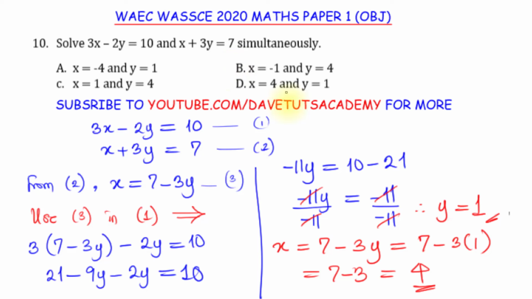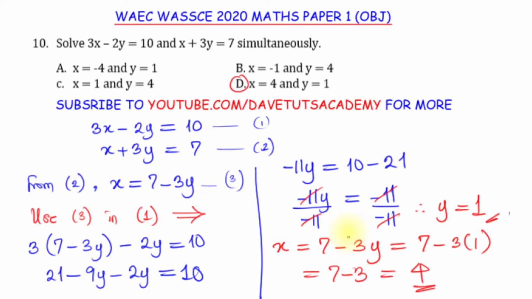And looking at the options that we're given, you can state the value for x first. X is 4. So of course it's not option A, it's not option B, it's not option C. X is 4, okay. Y is 1, okay. That is option D.